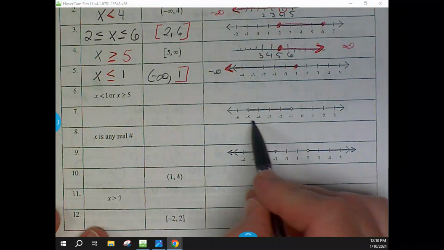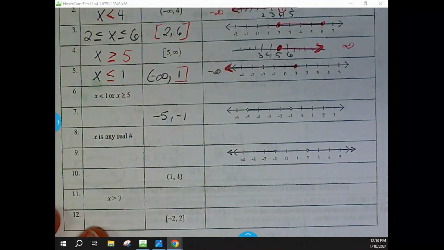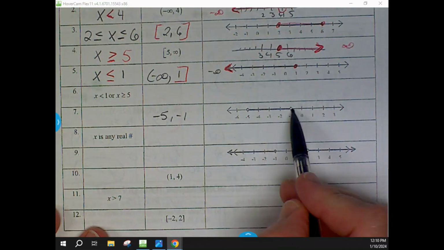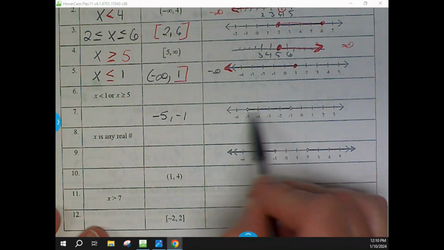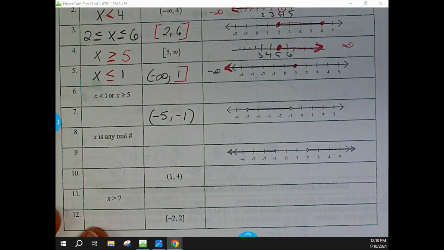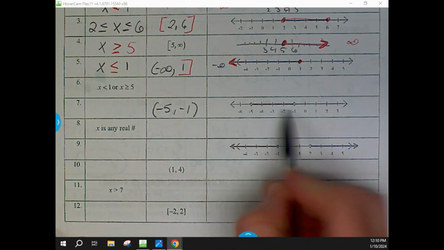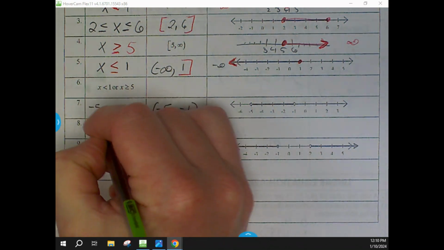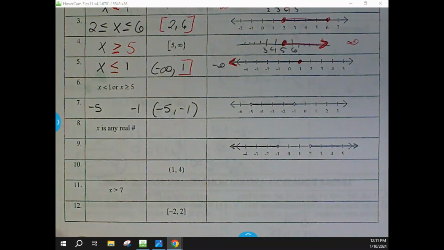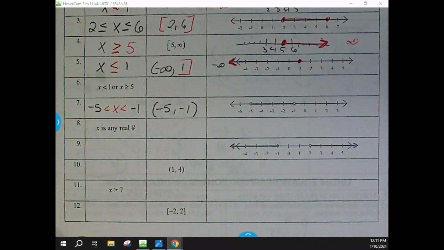7, it's going from -5 to -1. Because -5 is the farthest number on the left, -1 the farthest number on the right. Both of those are open circles, so both of those are parentheses. Okay, and if it's that way where it stops on the ends, we're just going to put -5 on the left, -1 on the right. We're going to put x in the middle, and we're just going to put less thans on either side of it there. Again, x is stuck between -5 and -1.